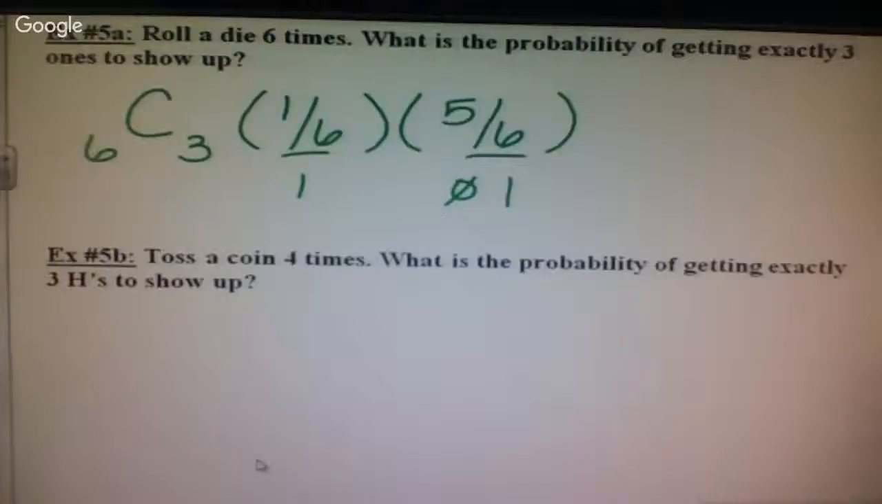Okay, then you have to raise them to something. The first one to the third. I want my 1 to show up 3 times, so I raise it to the third because I want it 3 times. Well, then I have 3 other slots to fill, so this is also raised to the third.